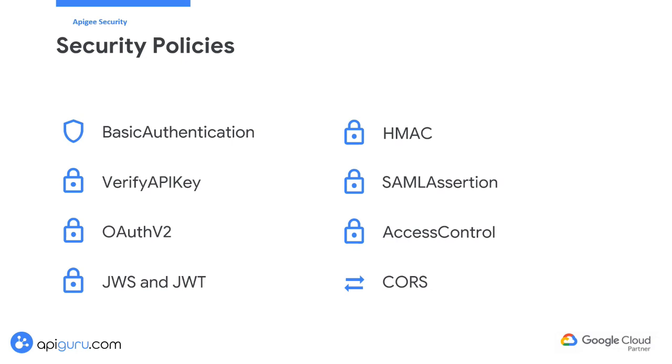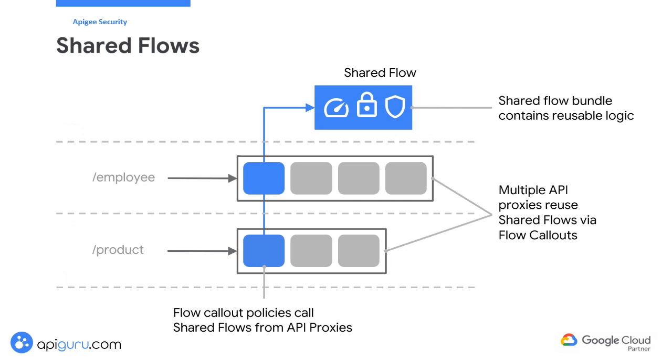CORS is a security feature implemented by web browsers to prevent malicious websites from making a request to your API without your permission. We recommend combining the policies into a shared flow that multiple API proxies can utilize. Unlike a proxy, a shared flow does not have an endpoint and can only be used within the same organization as the shared flow itself.